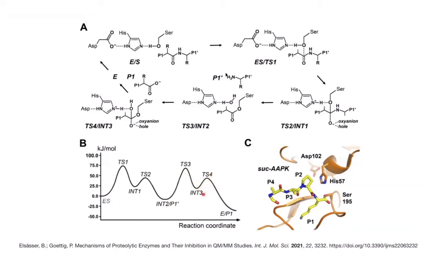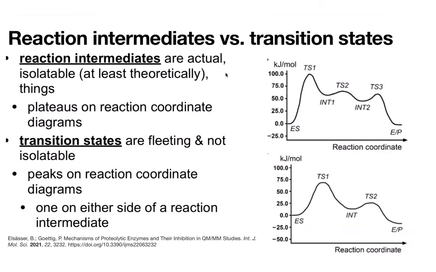So remember that the intermediates are the more stable points. These are going to be our troughs, the bases of the curves. Those will be our intermediates. And then these transition states are going to be our peaks. You can see that the intermediates correspond to points at which you actually have things fully bonded. But in these transition states, you have partial bond formations. So you're always going to have a transition state on either side of your intermediate.